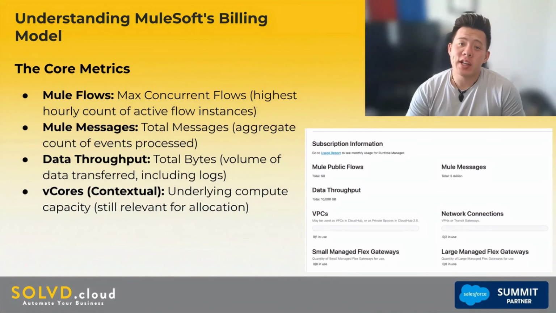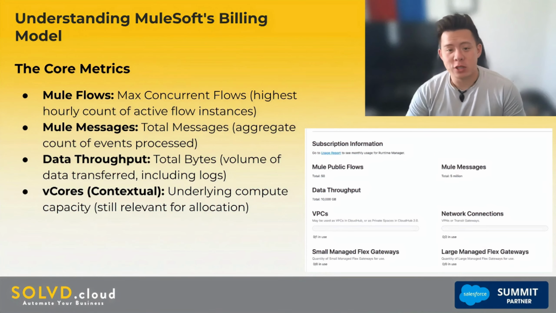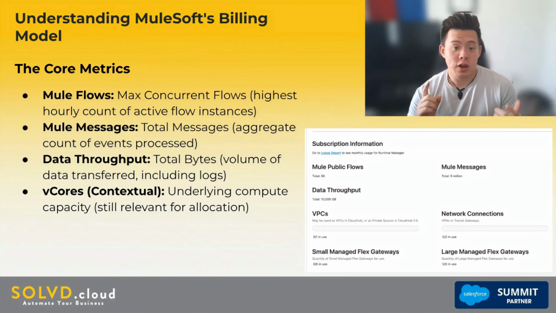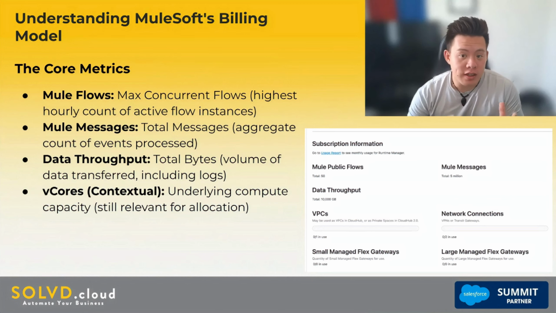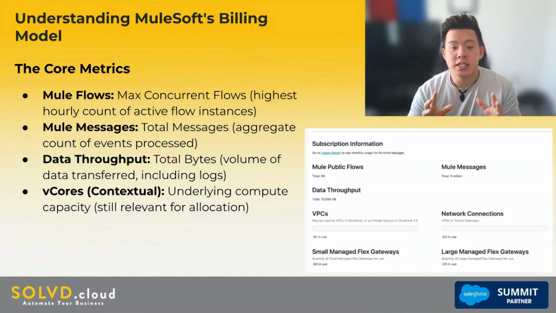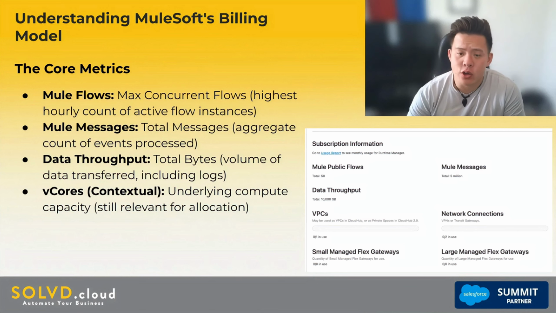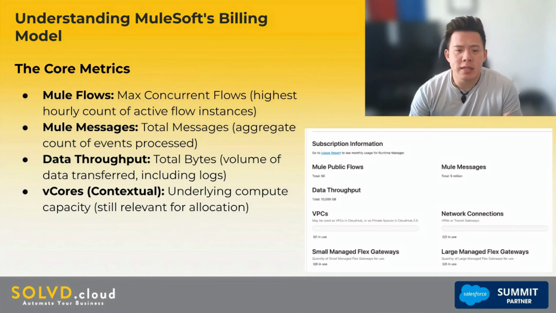First, let's quickly define the core metrics Mulesoft uses for billing. You have your mule flows. This isn't about how many mule flows you have, but how many are concurrently active. Mulesoft tracks the max concurrent flows, meaning the highest number of flow instances running simultaneously in any given hour during the month. Think of it as peak demand on your active integration process.